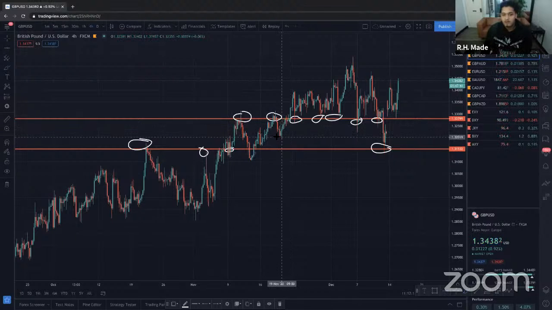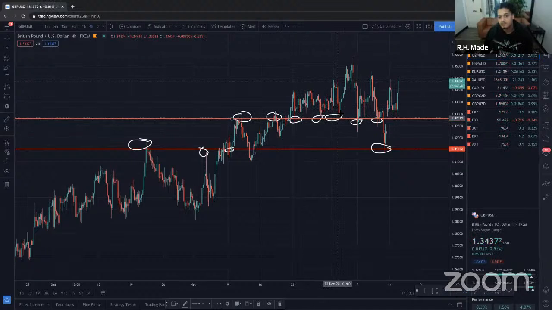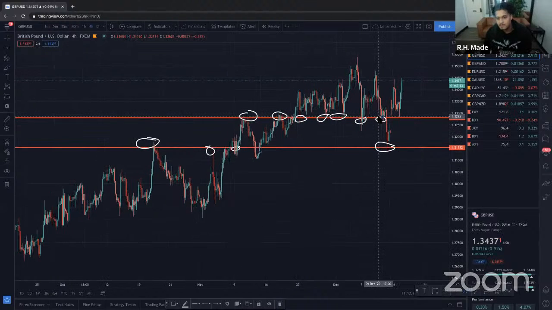Price made a higher low, so we can tell that we're on an uptrend. Price broke this resistance zone, retested, and rejected once, twice, 3 times, 4 times, 5 times.